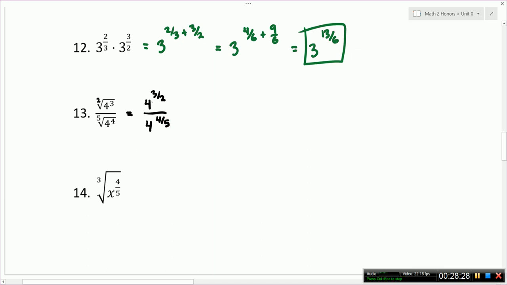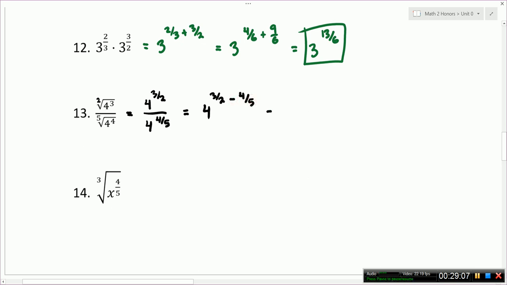Here we now see the base is 4 and we have two fractional exponents. When we divide, we subtract the fractional exponents. Think about, well, which number is bigger, 3 over 2 or 4 over 5? 3 over 2 is 1.5 as a decimal. 4 over 5 is 0.8 as a decimal. So the number in the numerator is larger. And so I'm going to subtract 3 over 2 minus 4 over 5.